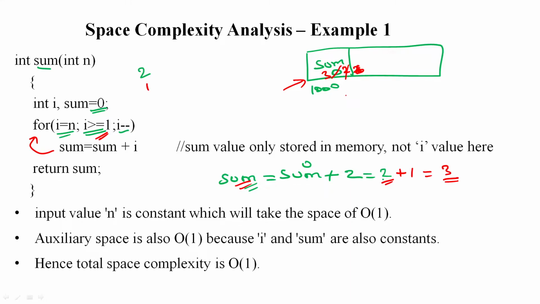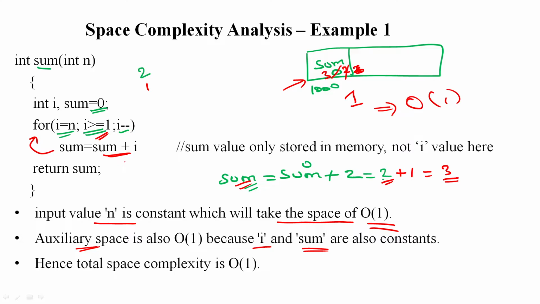So the space consumed for this step is only one space. That is constant for input value n, which is consuming space of order of 1, which is denoted order of 1. So if the value is constant, the auxiliary space is the variables which are consumed during the execution. So this is the auxiliary space which is consumed during the execution.